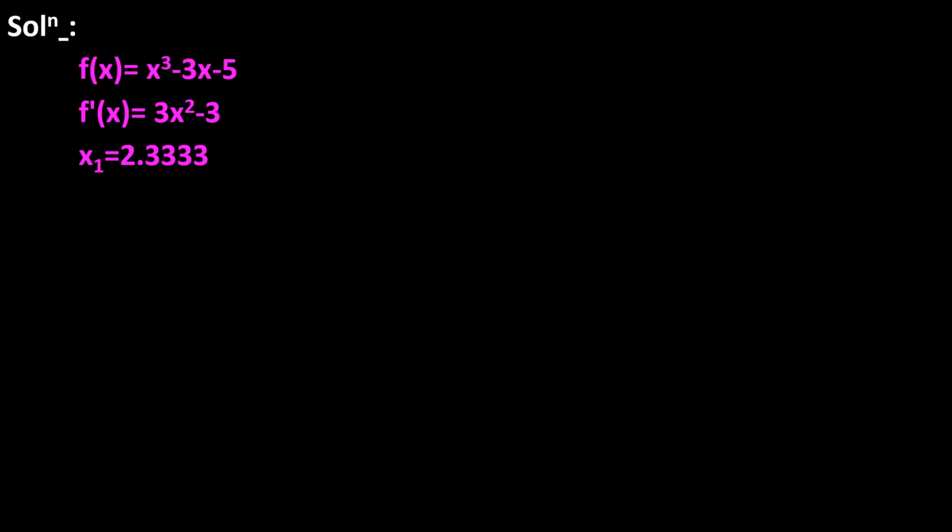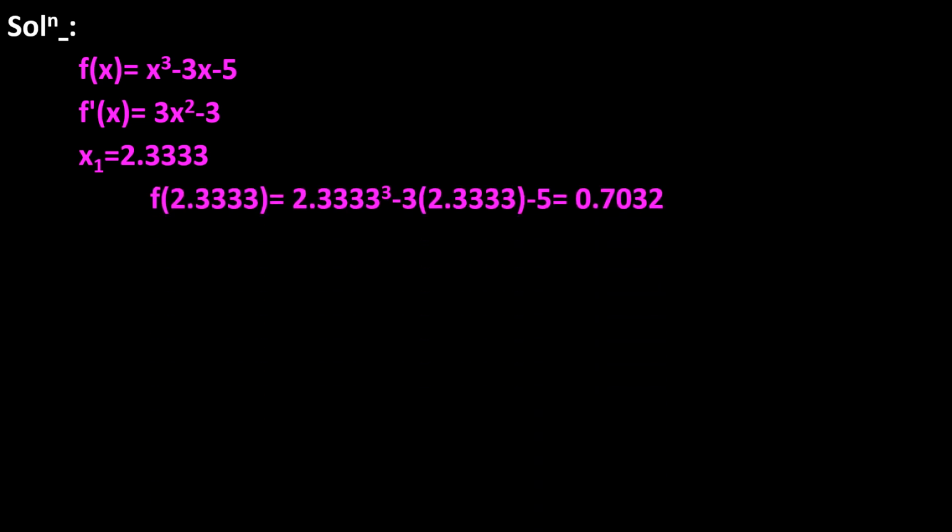Now we have got the x1 value, which is 2.3333. Next we need to find f of x1 and f dash of x1. First, f of x1, that is f of 2.333, will be equal to 2.333 cube minus 3 into 2.333 minus 5, which is equal to 0.7032. Whatever value you write here, write it by rounding off to 4 digits after the decimal point.